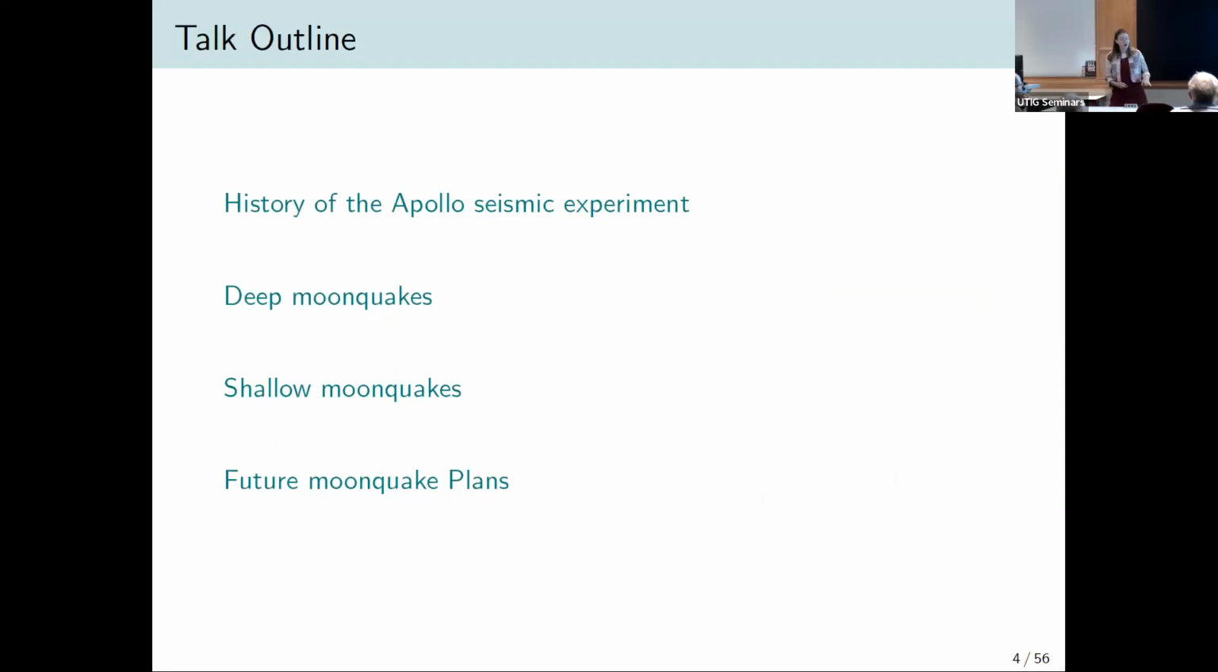We're going to start off with some background on the Apollo seismic instruments, and then I'm going to talk about two different types of moonquakes, deep ones and shallow ones, and I'll wrap up with some fun ideas that I've had about moonquakes going into the future.